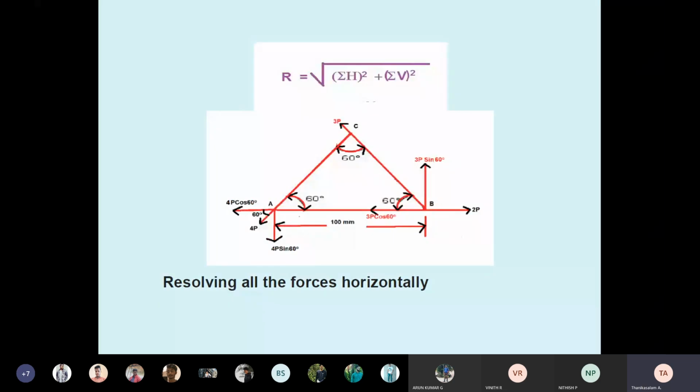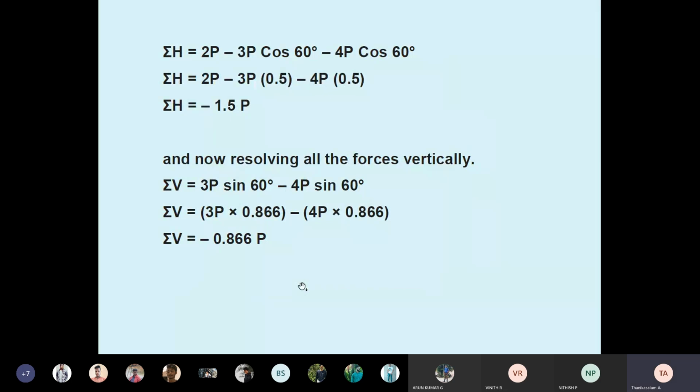See the vertical forces. Students, what are the vertical forces? 3p sin 60 plus 3p sin 60 minus 4p sin 60, because it is vertical downward. Only two forces, so I added 3p sin 60 minus 4p sin 60. The final answer, summation of V.